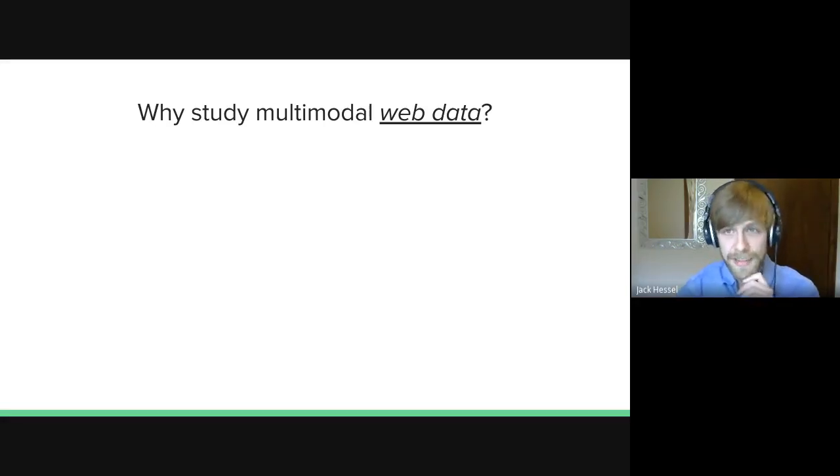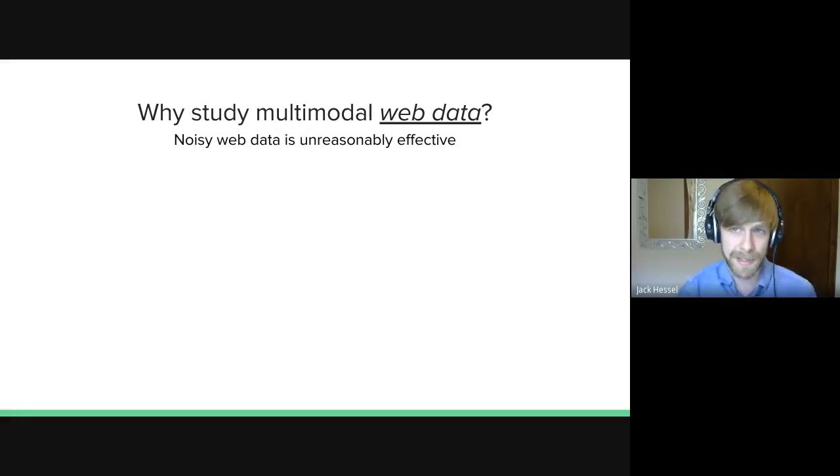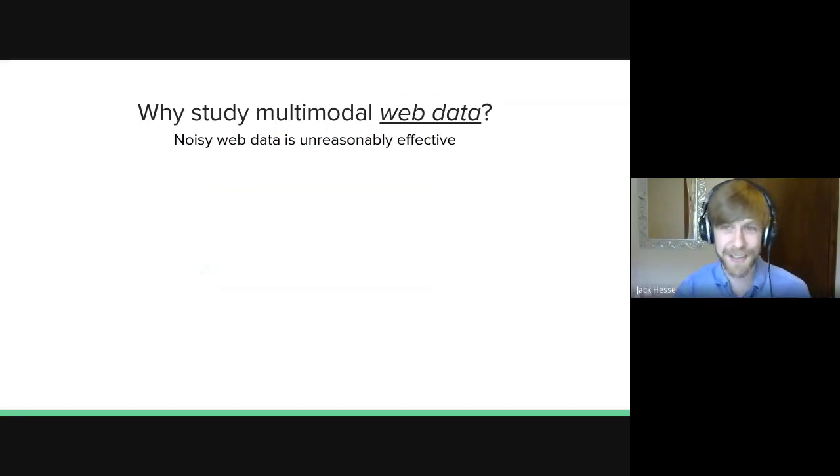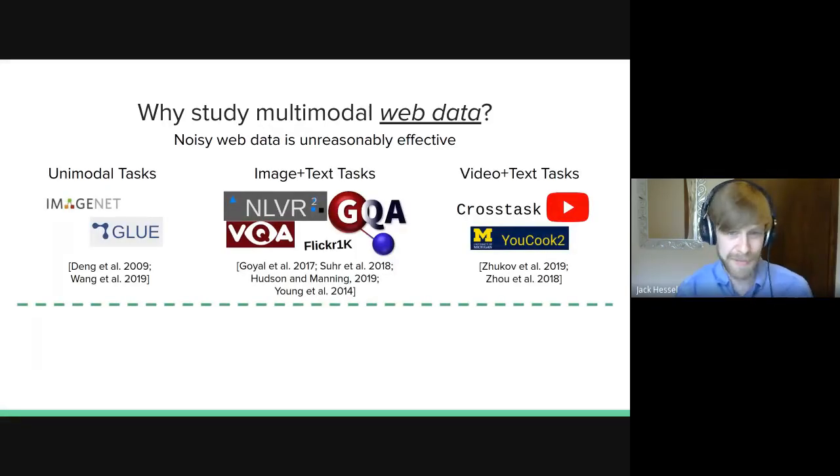In particular, I think one reason why web data is particularly compelling is because it's unreasonably effective at producing state-of-the-art performance on different benchmarks. So indeed, Halevy, Norvig, and Pereira in 2009 called web data the best ally we have for a lot of very difficult AI problems. Does this observation from 2009 hold true today? Yes, mostly.